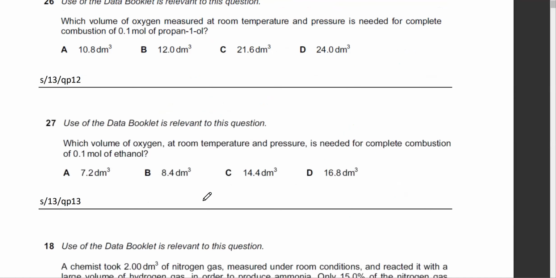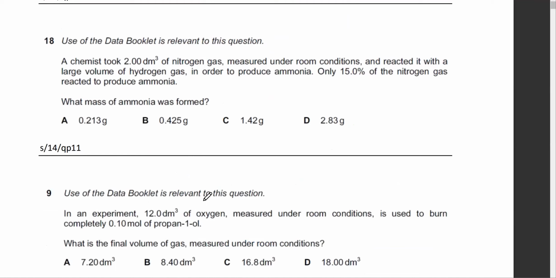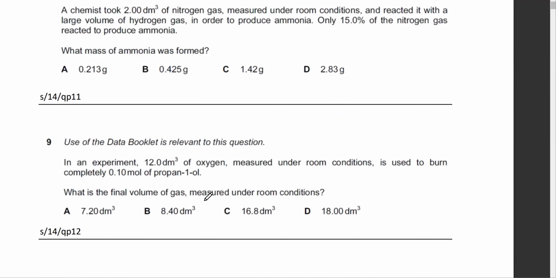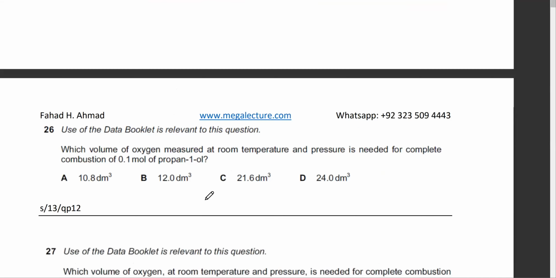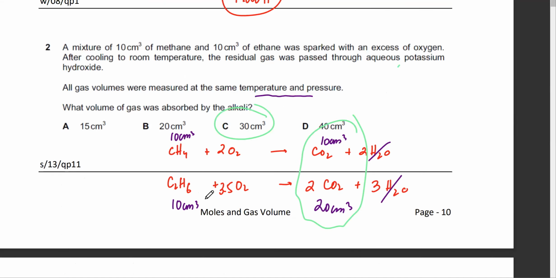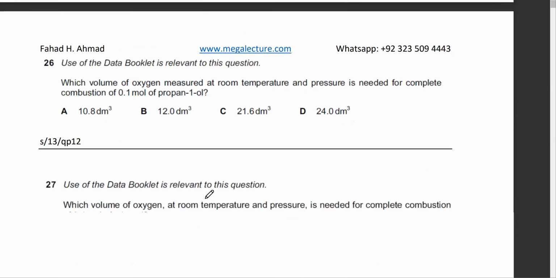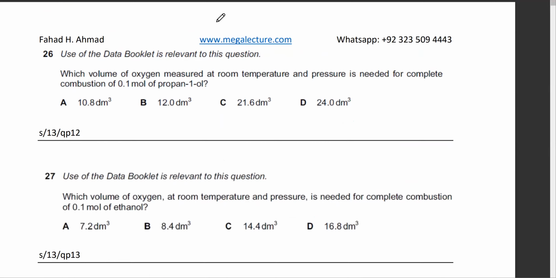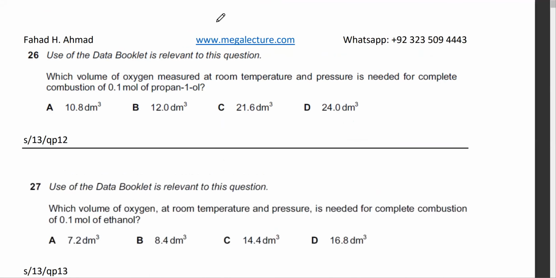So next is, I'm just trying to find out more questions like this. Just remember this, we'll just sum it up here. Sir, page number 11, question number 26. Can you do that? This one, okay, fine. The mistake that you're making is, he's saying which volume of oxygen measured at room temperature and pressure is needed for complete combustion of 0.1 mole of propan-1-ol, right?